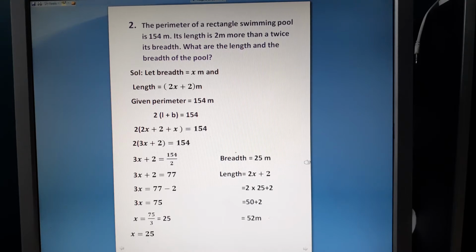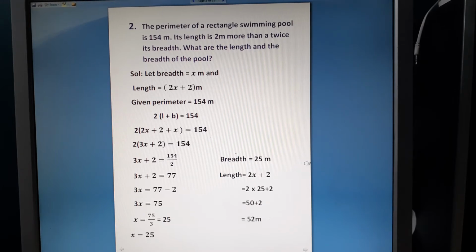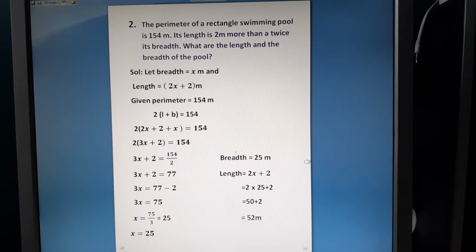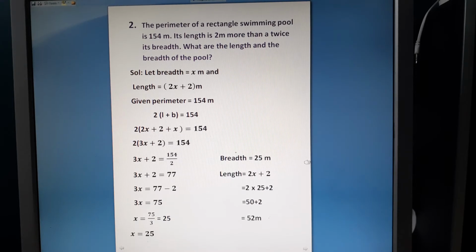What is x? Breadth is x, so 25 meter. Length is equal to 2x plus 2. Substitute x is equal to 25 in 2x plus 2. Then we get 52 meter. Finally, breadth is equal to 25 meter and length is equal to 52 meter.